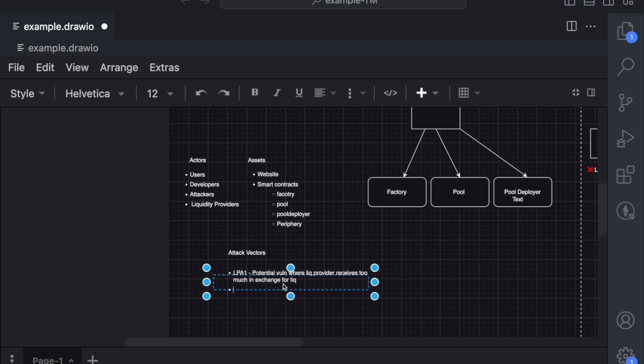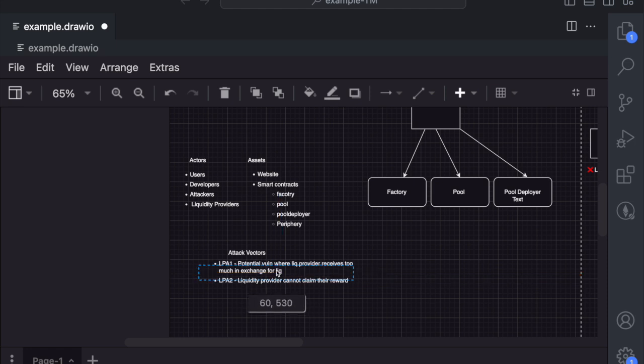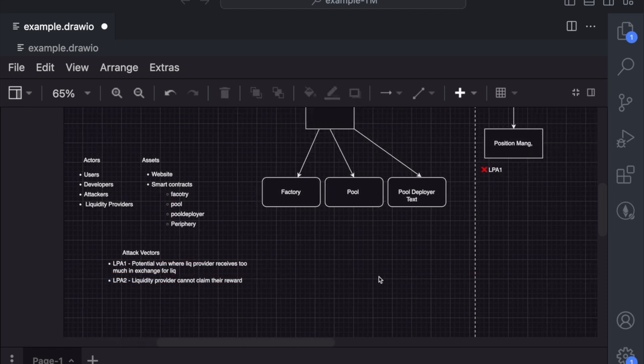Another would be A2, potential vuln where liquidity provider cannot claim their liquidity. Oops, not their liquidity, their rewards. Okay. That's just two simple attack vectors that I could come up with off the bat.